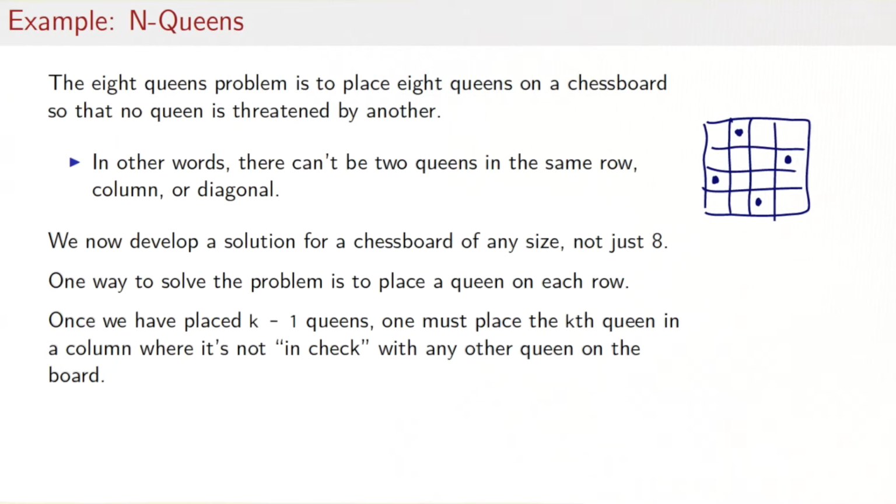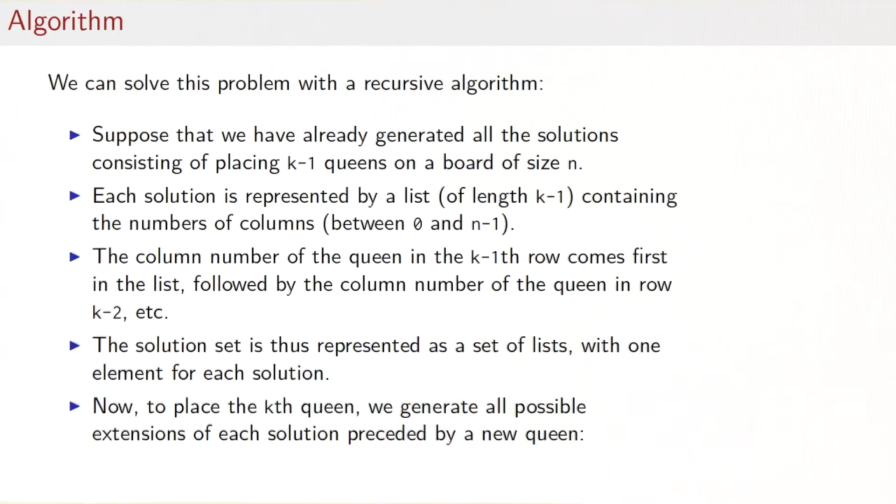So now we want to develop a solution for chessboards of any size, not just 4 or 8. One way to solve the problem would be to place a queen in each row. So we start with the first row, place a queen there, then place a queen in the second row, and so on. Once we've placed a number of queens, we must check for the next queen in the column that it does not threaten any of the other queens, so that it sits in its own column and it doesn't threaten the other queens by following a diagonal.